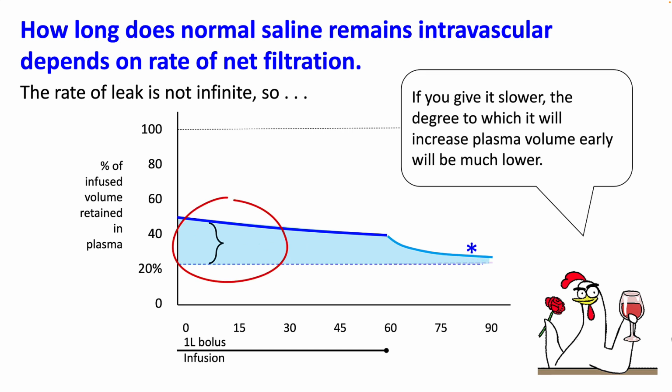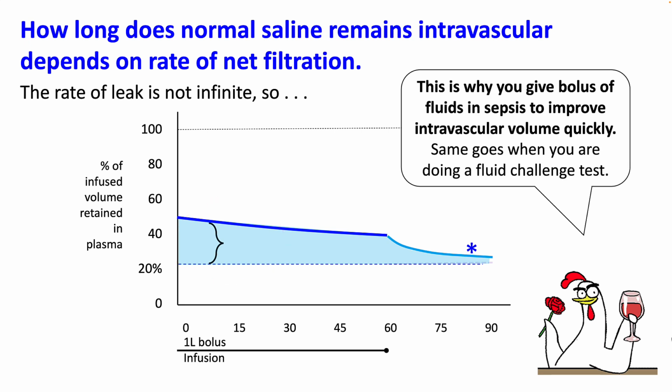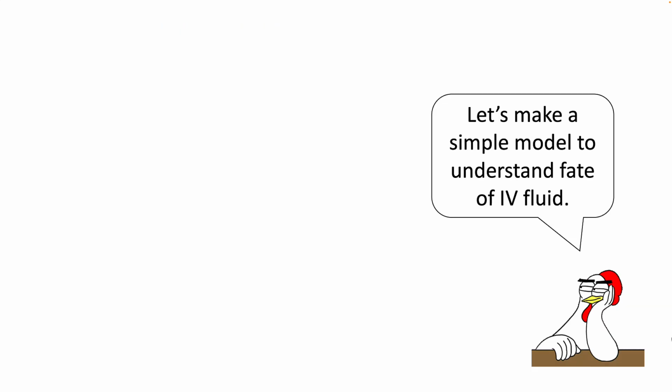However, if you give the fluid much slower, the degree to which it will increase the plasma volume will be much lower. This is why you always give a bolus of fluid in sepsis, which will improve your intravascular volume quickly, and the same goes when you are performing a fluid challenge test. So if you're looking to increase your amount of intravascular volume immediately, you have to give a bolus rather than a slow infusion. So let's understand by making a simple model.